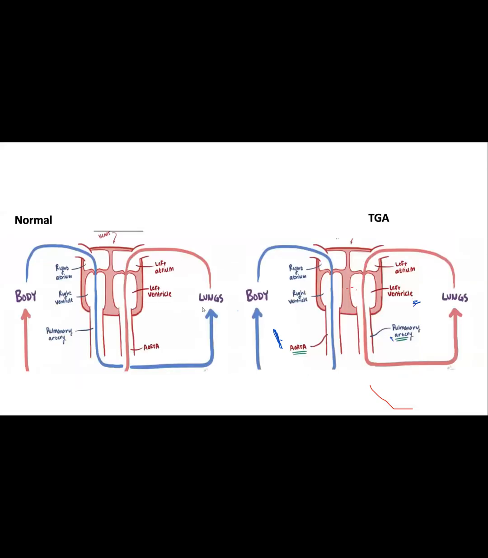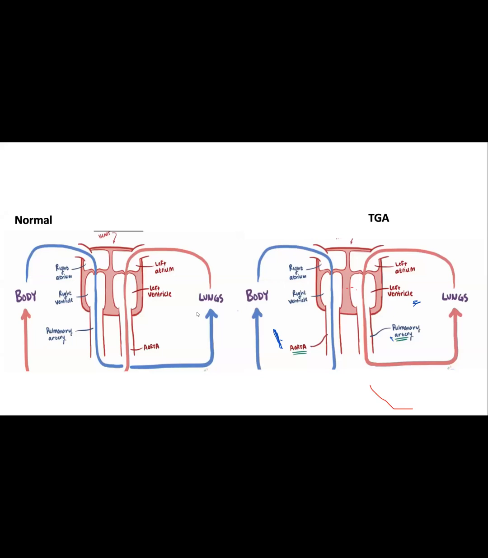So this is basically again a very simple diagram to explain this. This is a normal circulation. As we said, the circulation in a normal individual is in series. So you get blood from the right atrium, the right ventricle, and then the pulmonary artery, and then the lungs, and then it comes again through the left atrium, left ventricle, and then the aorta, and then to the rest of the body.